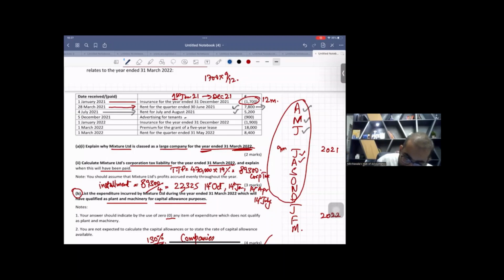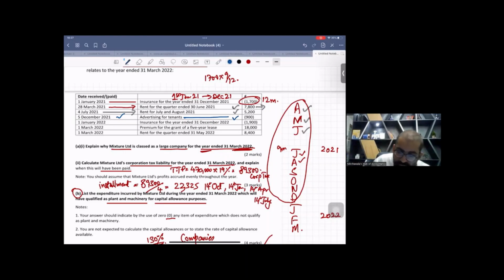Advertising for tenants. See the date, 5th December 21. Advertising is a one-off expenditure. We never apportion it. If it falls in your accounting period, we'll account for it as it is. Yes, this will be an allowed expense. Next.